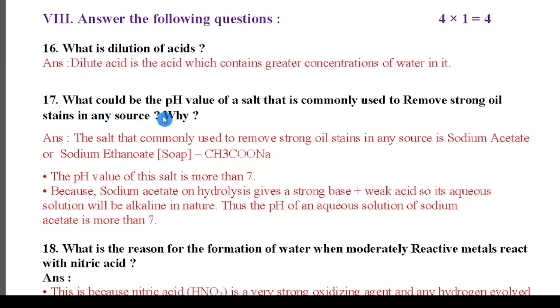17th question: what would be the pH value of the salt that is commonly used to remove strong oil stains in any source? Why?